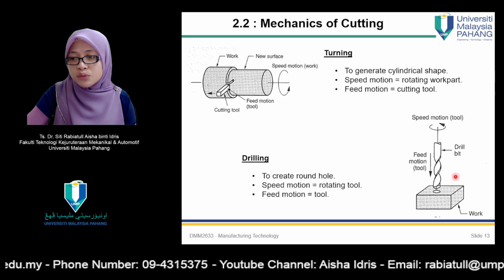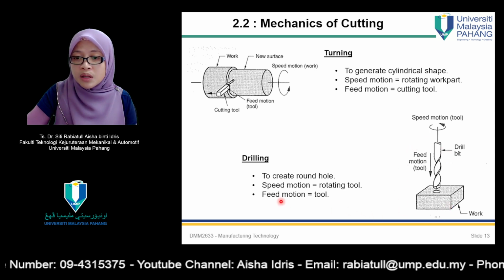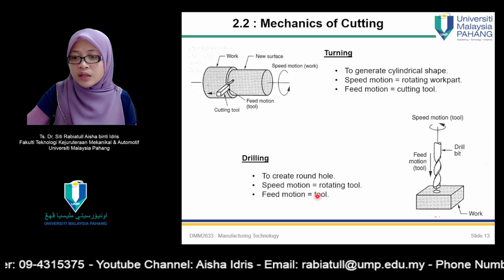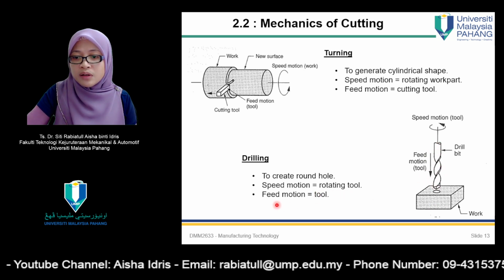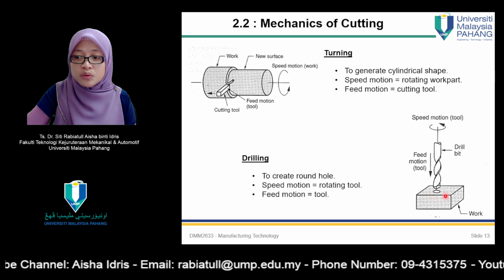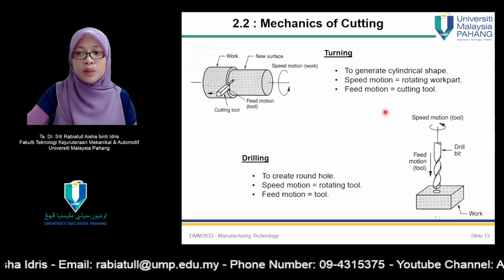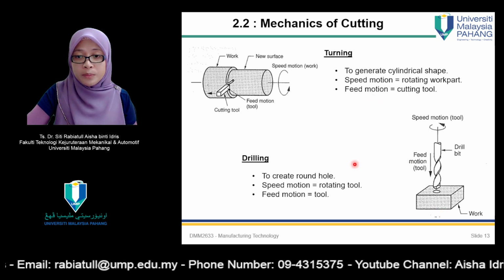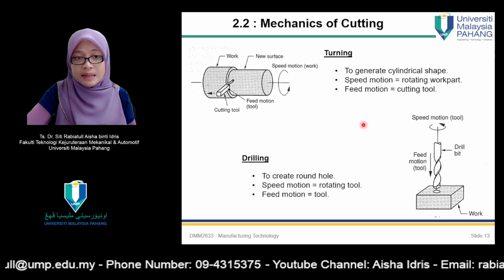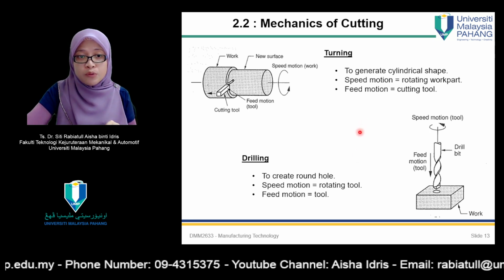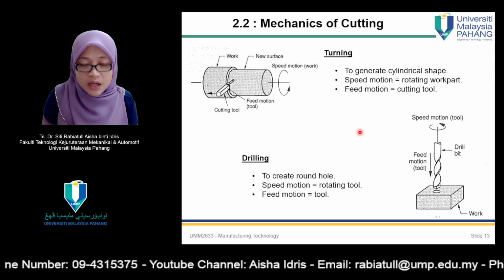Whereas for drilling, as mentioned to you just now, it is used to make a round hole. Speed motion actually refers to the rotating tool. This is the tool. And feed motion also refers to the tool. So in drilling, the workpiece will not be moving. Meanwhile, for turning, the workpiece will be moving, and the cutting tool will stay that way, but it can move. We can move it a little bit to determine its depth, to achieve depth of cut.